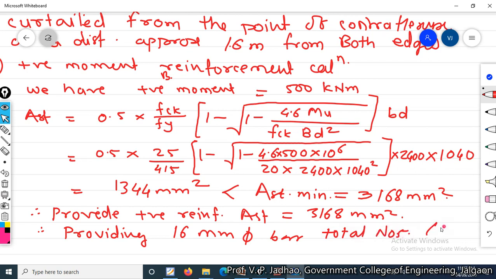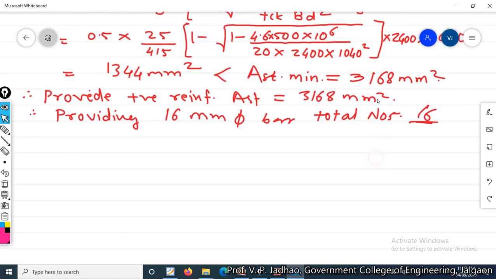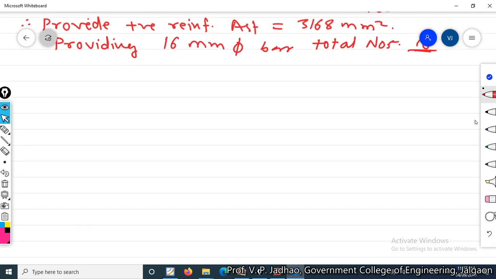Total numbers will be 16, that is already calculated for hogging bending moment. Okay, for the width B equal to 2400 mm, now we should provide some reinforcement under the columns also. So these bars are required to be provided for positive reinforcement at the bottom face.